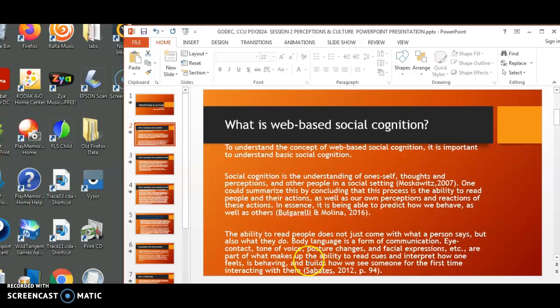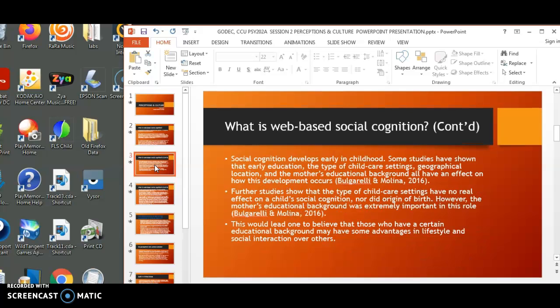It does not necessarily mean that we can read people just based on what they say, but also what they do. Body language is a big form of communication with eye contact, tone of voice, posture changes, and facial expressions, which are just part of what make up the ability to read cues and interpret what somebody's feeling, how they're behaving, or kind of builds upon what we see for someone when we interact with them for the first time.